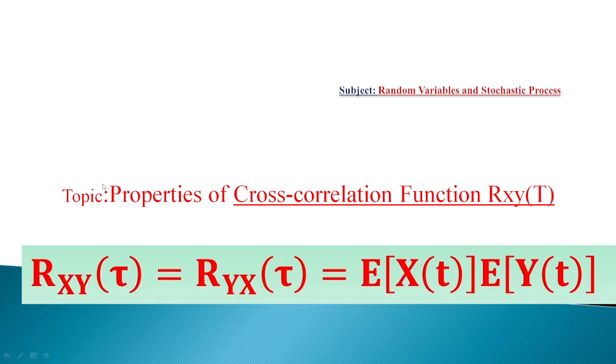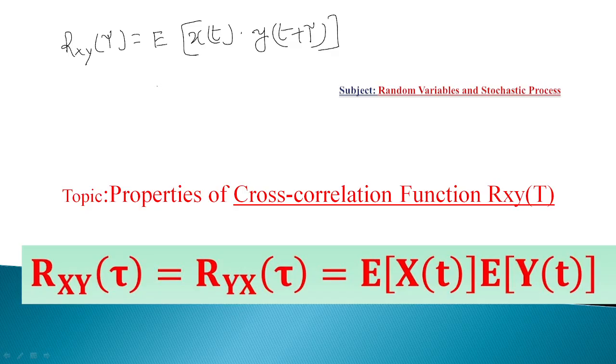Properties of cross correlation. We know that cross correlation means it is the relation between two different signals, denoted with R_XY of tau, which is equal to the average of two different signals. I am assuming X of t is one signal and Y of t plus tau is one more random variable.